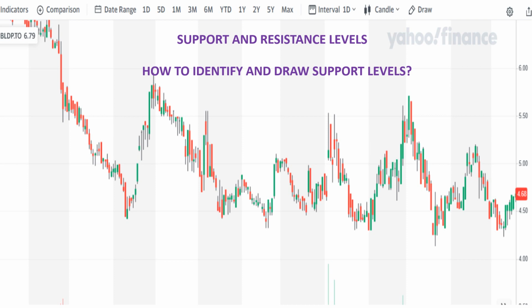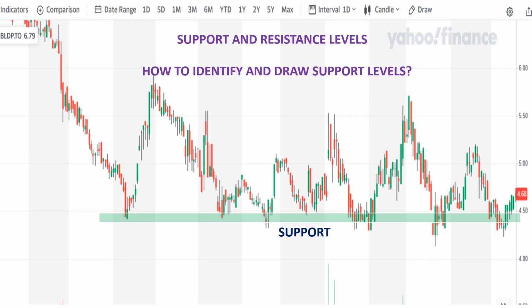To determine support levels, we focus on significant swing lows, which are points where the price has previously reversed and initiated an uptrend movement. We draw a horizontal line connecting these swing lows to visually represent the support level.